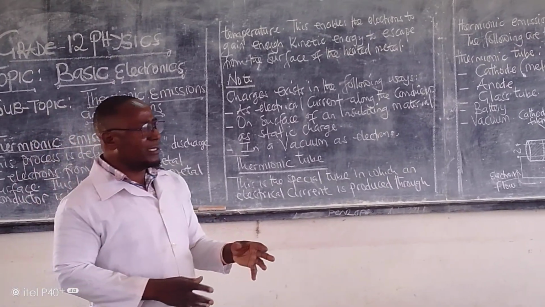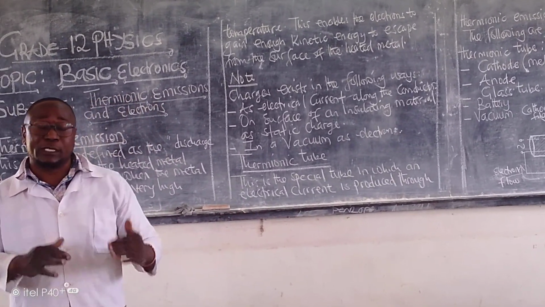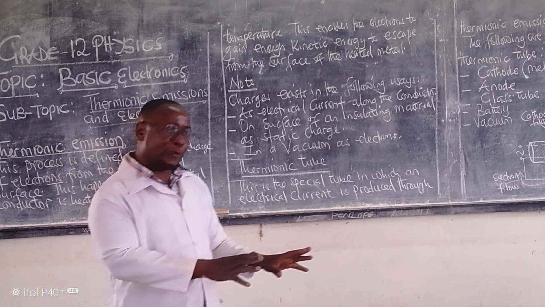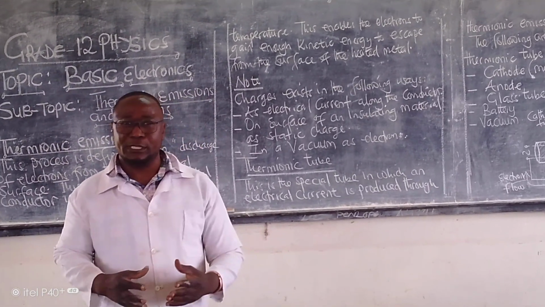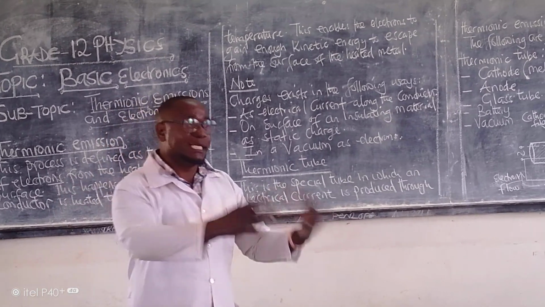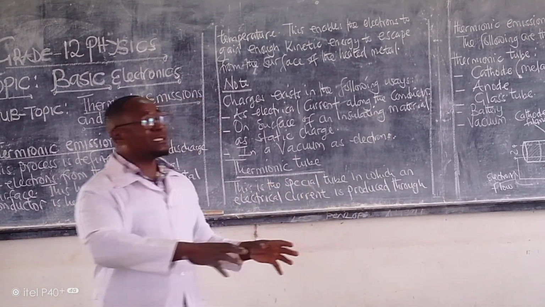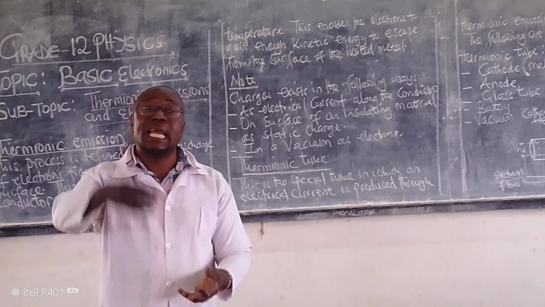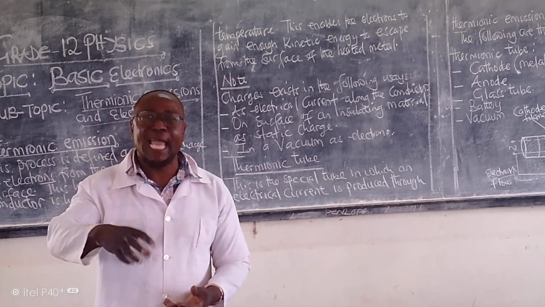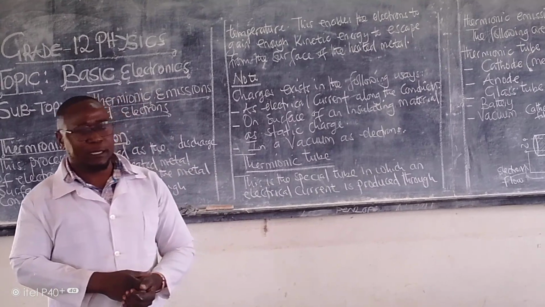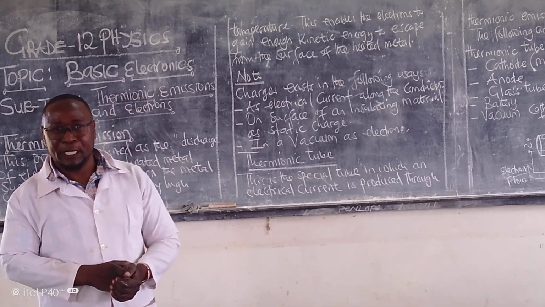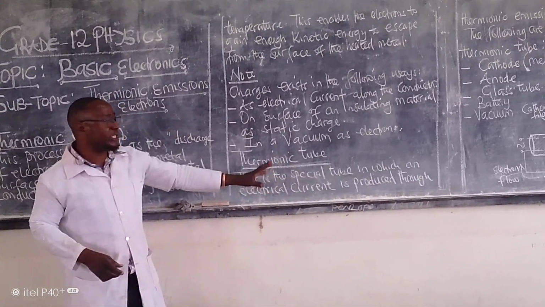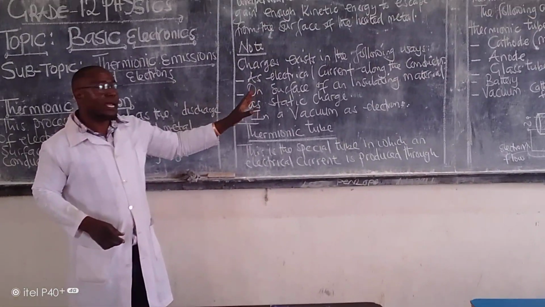The third one is when the charges exist in a vacuum. When the charges exist in a vacuum, we are saying these are electrons. The same electrons that are released when the metal surface is heated up pass through a vacuum and ionize the air particles that are inside. So these are the three ways in which the charges exist.